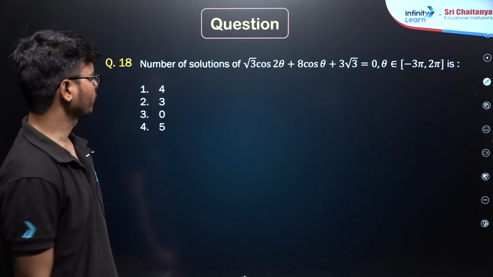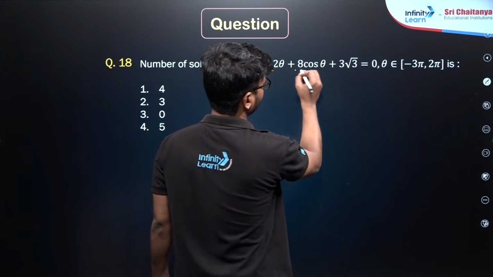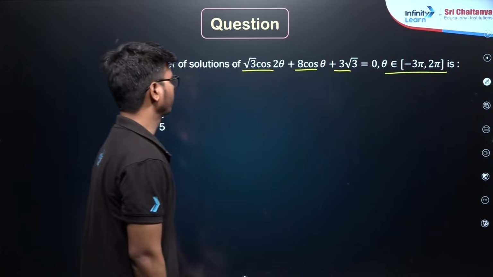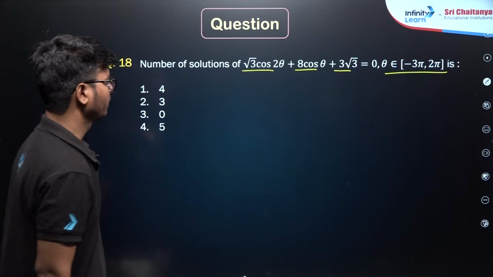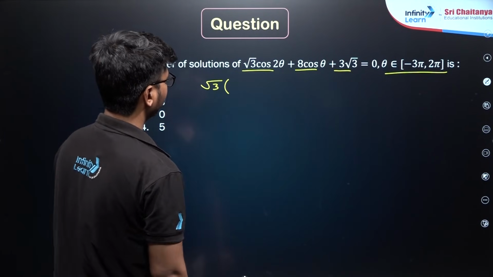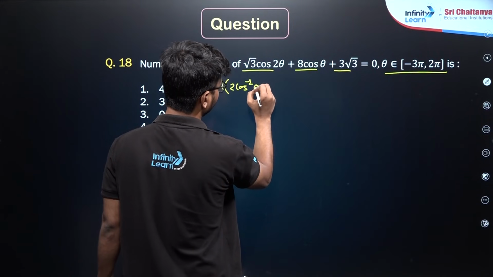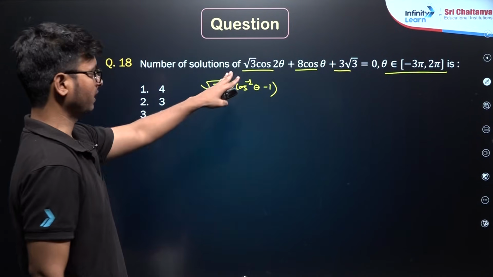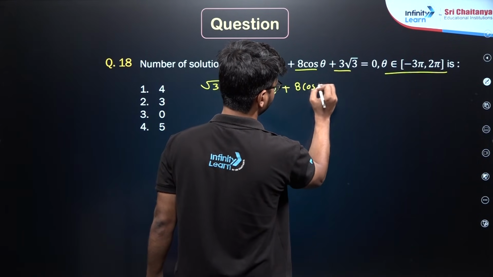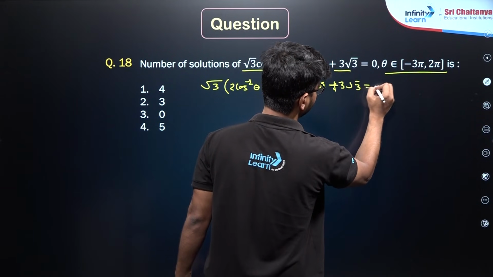Okay, so again we have a question: the number of solutions of root 3 times cos 2 theta plus 8 cos theta plus 3 root 3 equals 0, where theta belongs to minus 3 pi to 2 pi. First of all we are going to simplify this. How are we going to simplify? I can write cos 2 theta as 2 times cos square theta minus 1. I am replacing this term in the place of cos 2 theta. So I am going to get here root 3 times 2 cos square theta minus 1, plus 8 times cos theta plus 3 root 3 equals 0.